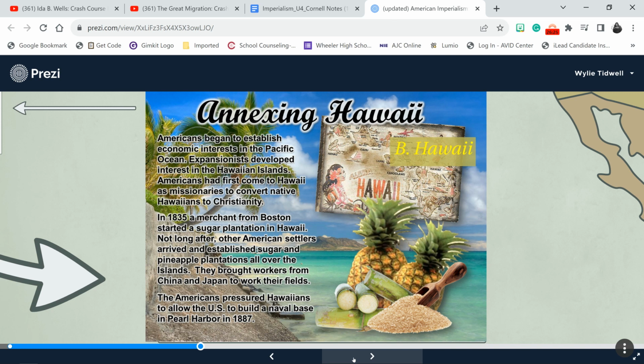So now, the Hawaiian Islands were very, very interesting because, first off, a lot of the people that lived in Hawaii, the natives, were coming from Asia. Everybody got me on that? And if you go to Hawaii, they have a very high Asian influence, okay? The food, everything about it, okay? In 1835, a merchant came from Boston and started a sugar plantation in Hawaii. We so far on that?